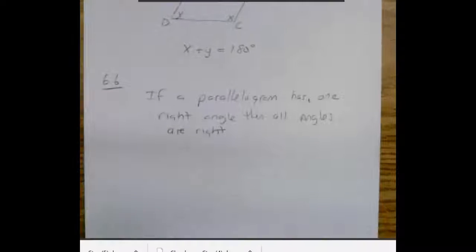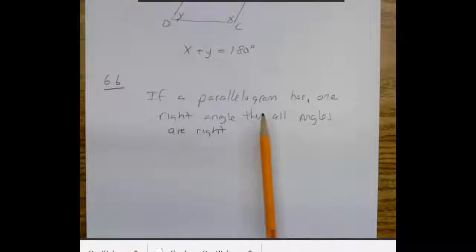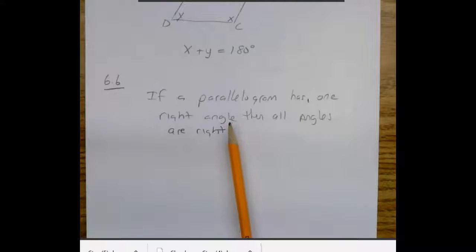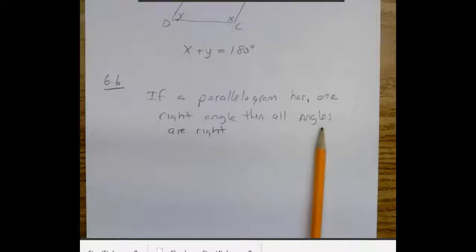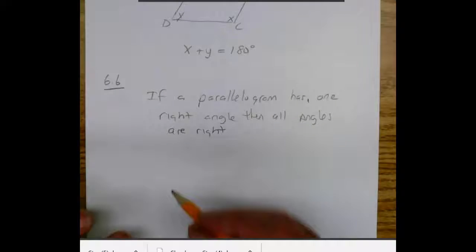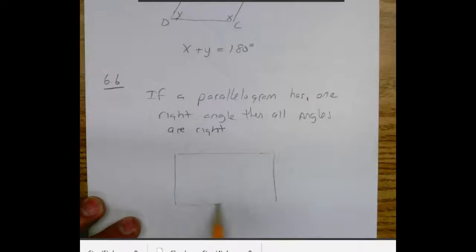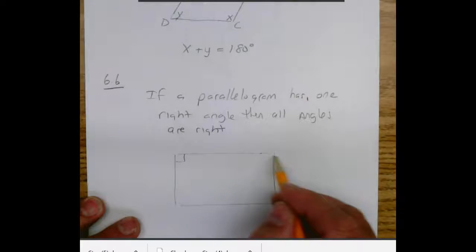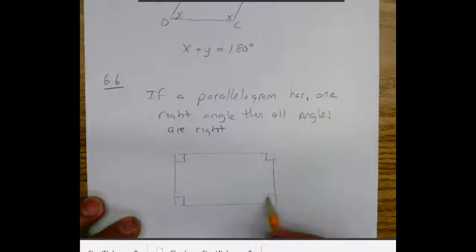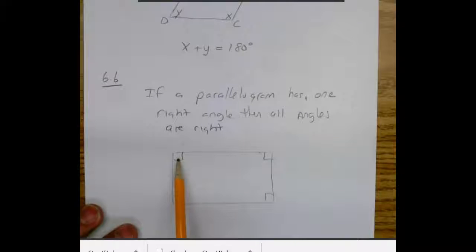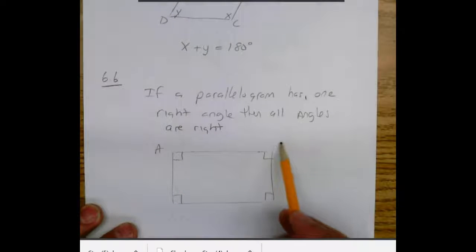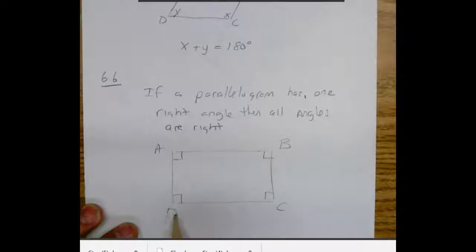We look at the next one, 6.6. This says if a parallelogram has one right angle, then all angles are right angles. Okay, so let me just say we have this parallelogram. They don't have to be slanted, right? This could be a right, right, right, and a right. And even if it only says one of these are right, okay, then we know if this one's a right angle, the rest of them have to be a right angle as well.